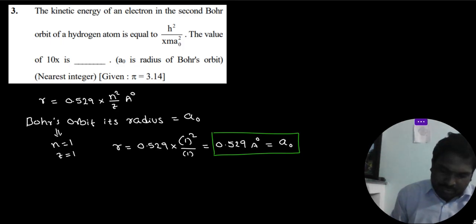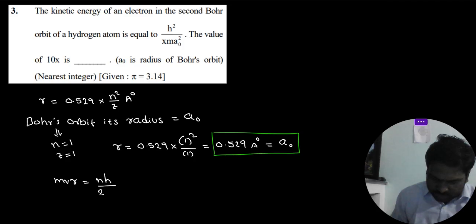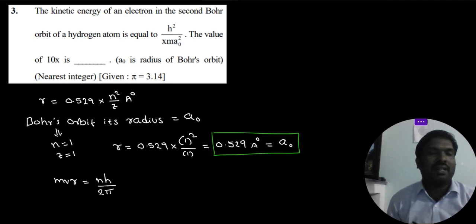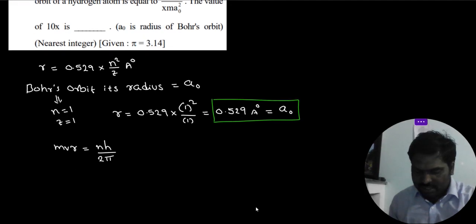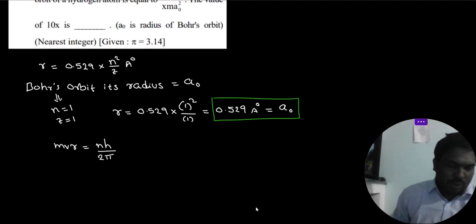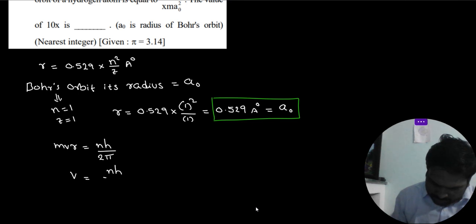Now coming to mvr equal to nh by 2 pi. We can take this formula. So the angular momentum of an electron is an integral multiple of h by 2 pi. From this we can take v equal to nh by 2 pi mr.